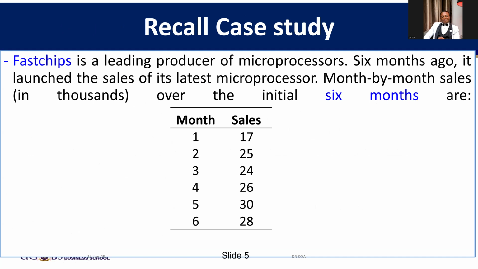We're going to take a simple model, a simple data set, to see how to calculate each one of these. We are using our original Fast Chips data, a leading producer of microprocessors. Six months ago, it launched the sales. Month by month sales are what you can see here. In month one, they made a sale of 17, you might call it 17 million. In month two, they made 25 million. And in month six, they made 28 million. So how do we apply the Holt double exponential smoothing?